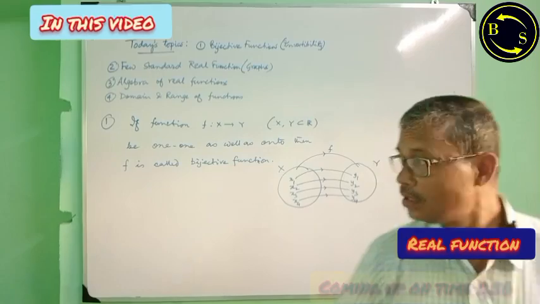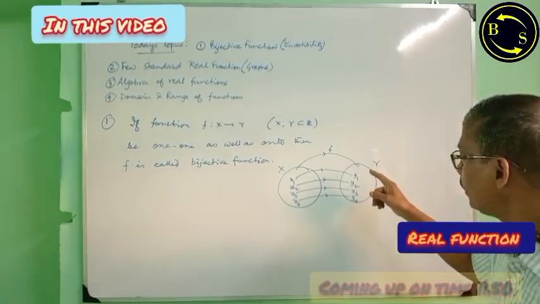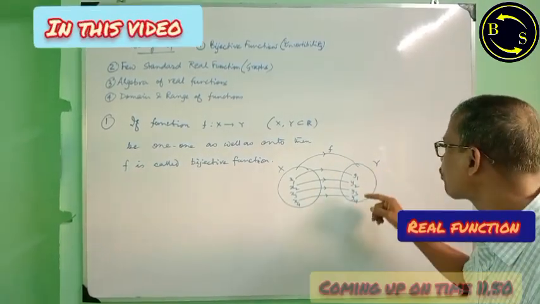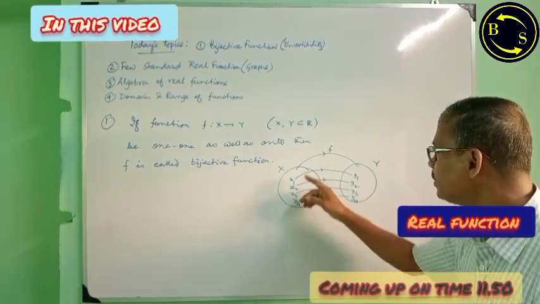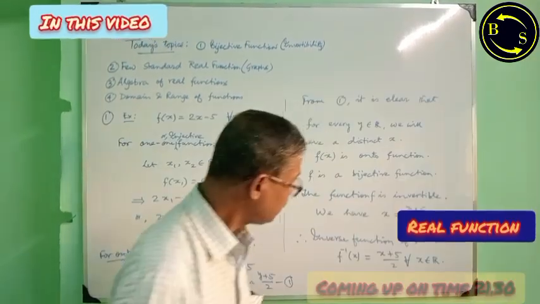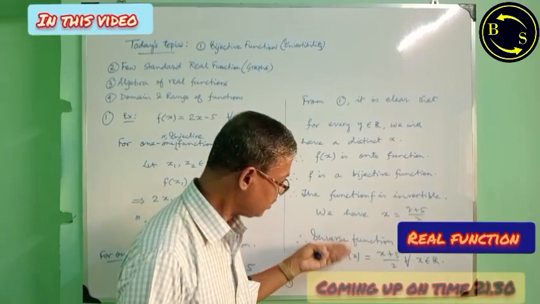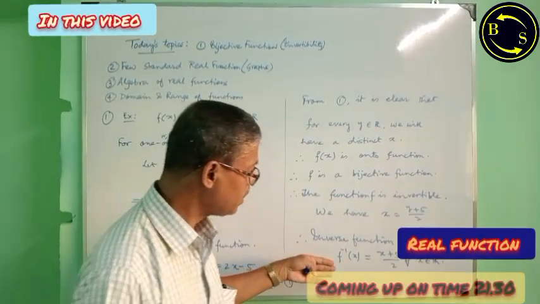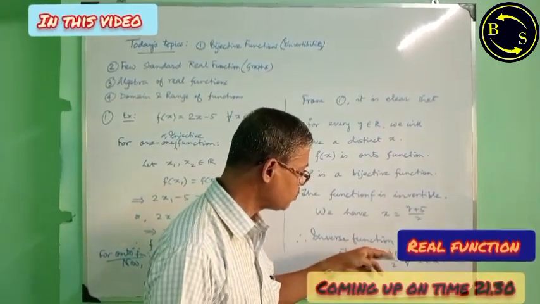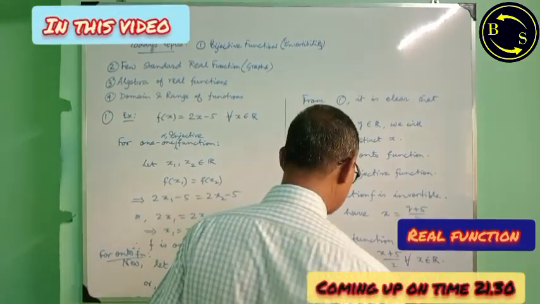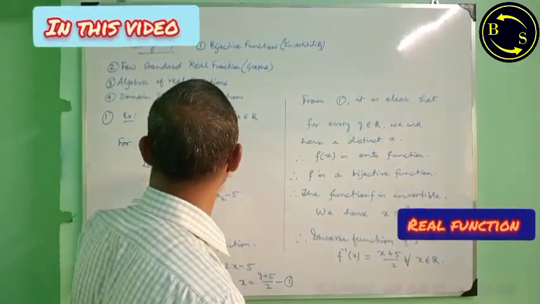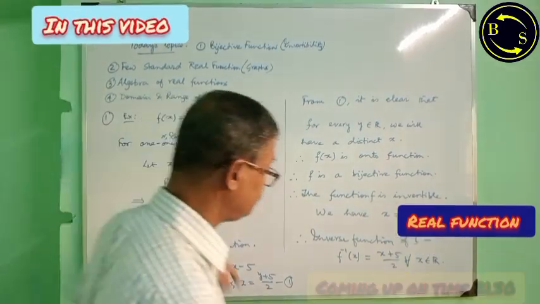Also, conversely, for every y in set y, we get distinct x's in set x. Actually, at the last step, we have to express the inverse in terms of x. Thus, we have got the inverse function of this given function f.